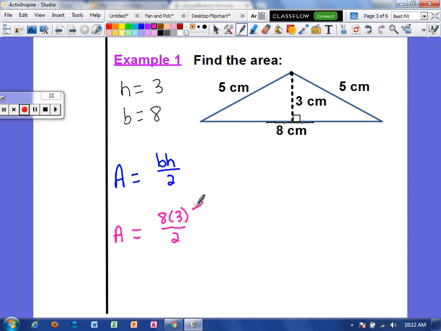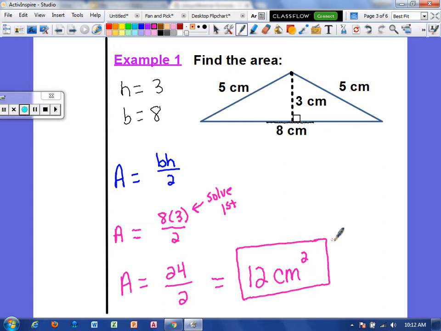Now we're going to solve what's on the top line first. So make sure in every one of these area of a triangle problems, you're solving the top part first. So 8 times 3 equals 24. So that means the area equals 24 divided by 2, and 24 divided by 2 is 12. So that would be 12 centimeters squared.